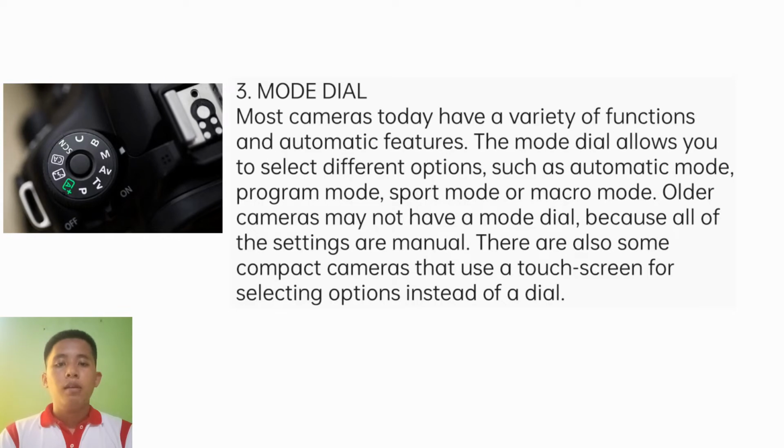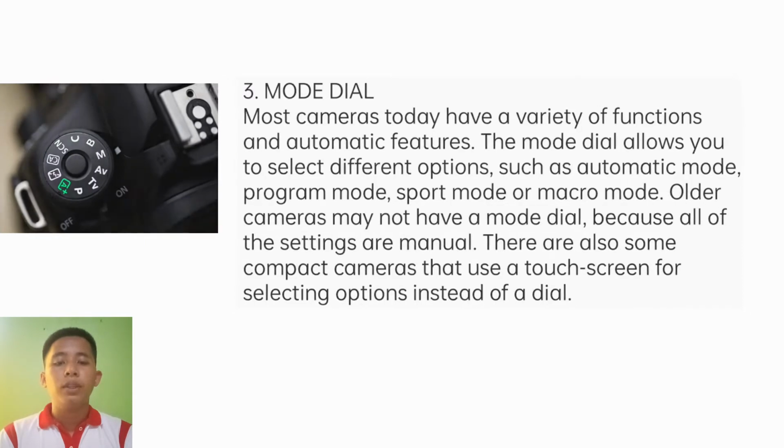Number 3, mode dial. Most cameras today have a variety of functions and automatic features. The mode dial allows you to select different options, such as automatic mode, program mode, sports mode, or macro mode. Older cameras may not have a mode dial because all of the settings are manual. There are also some compact cameras that use a touch screen for selecting options instead of a dial.